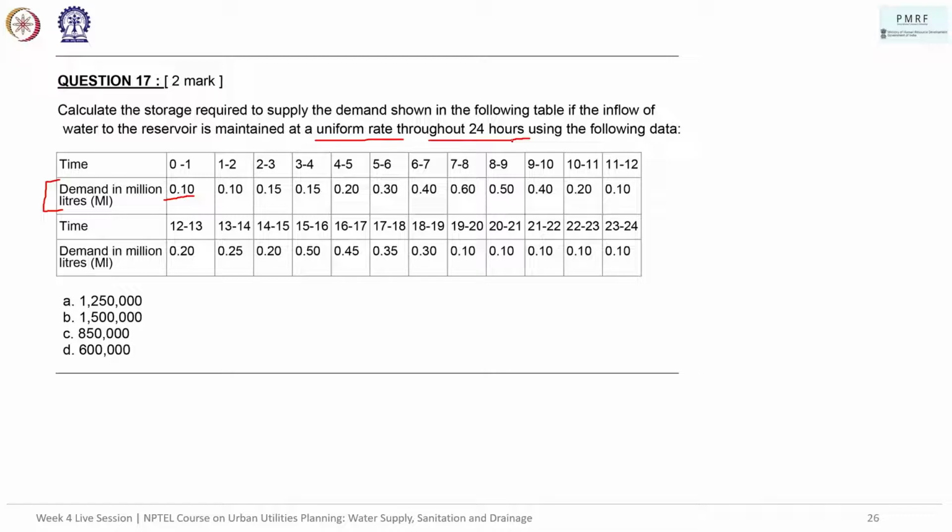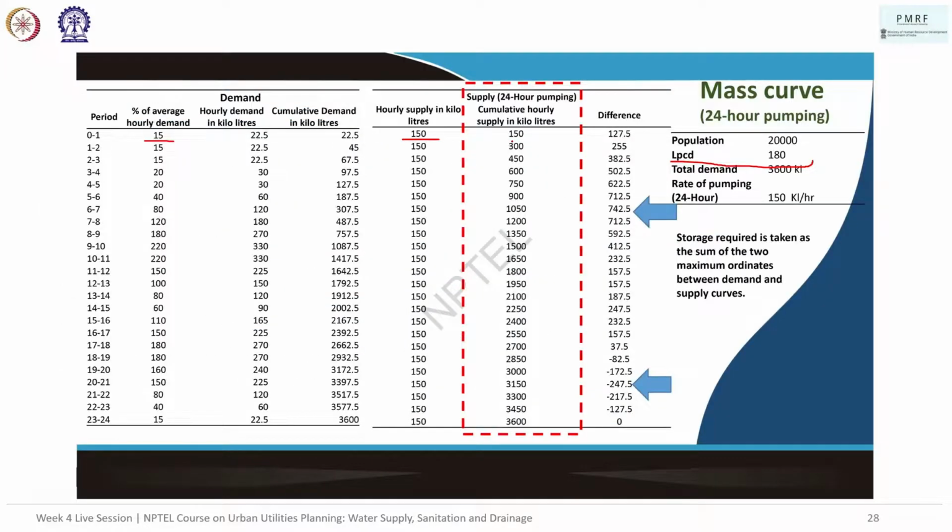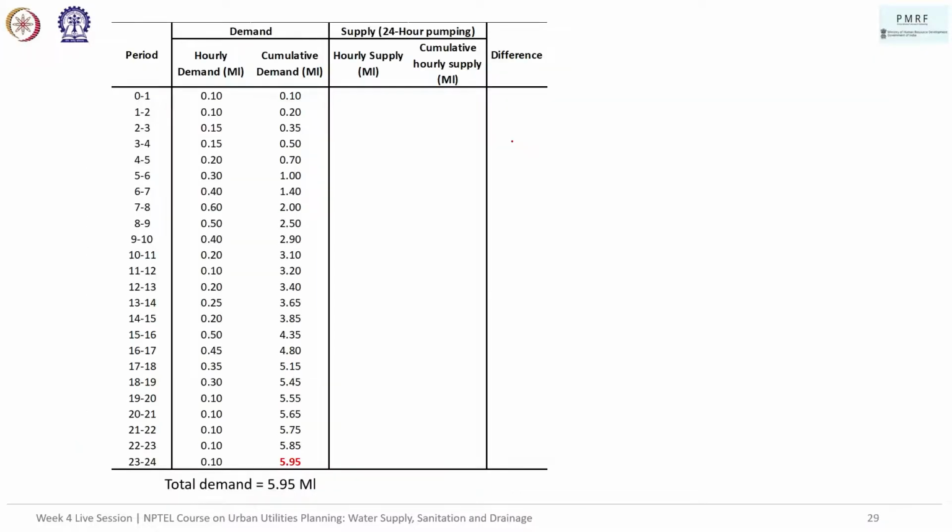So this is going to be a 24-hour case. Again, in the class, we were explained two cases. One was a 12-hour supply and one was a 24-hour supply. Currently, in our problem, we are going to use 24 hours supply, right? So let us first figure out how much the total demand is.